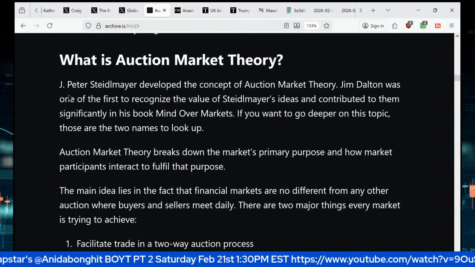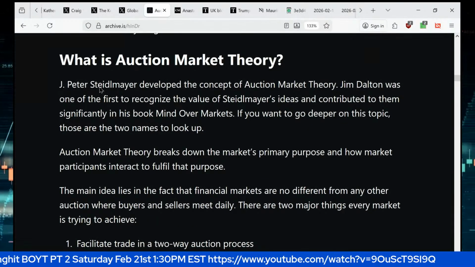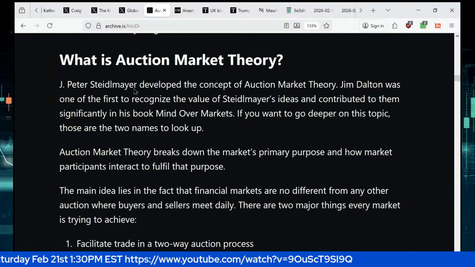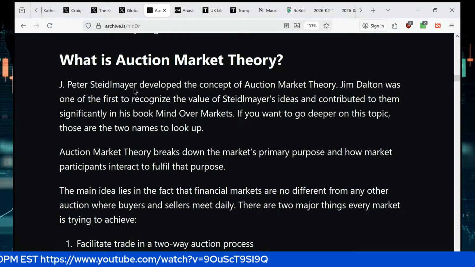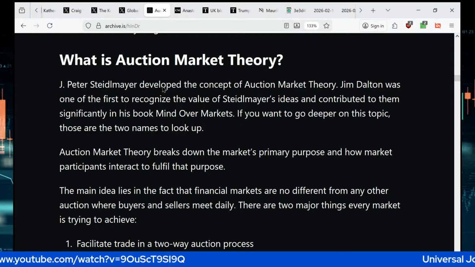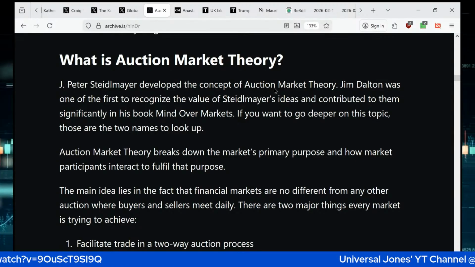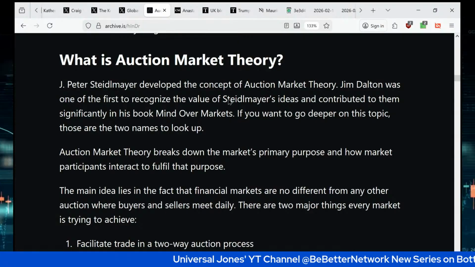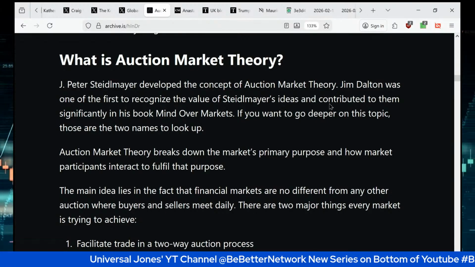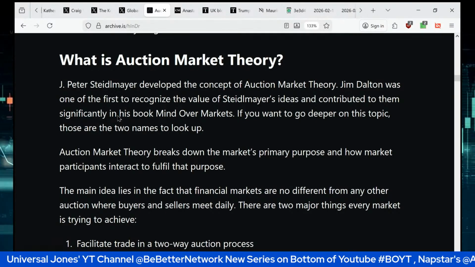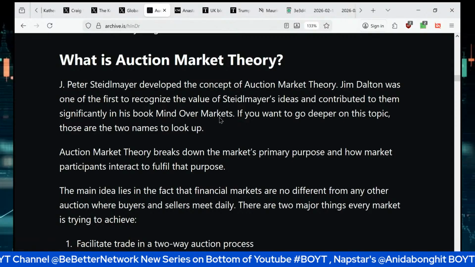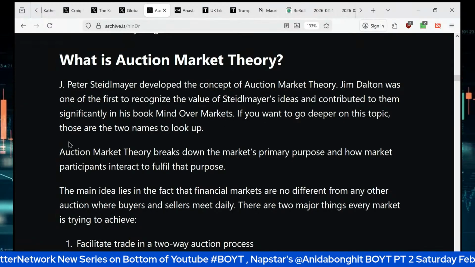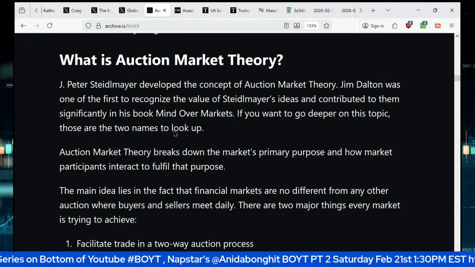What is the auction market theory? J. Peter Steidlmayer, whatever this German name is or something, developed the concept of auction market theory. Jim Dalton was one of the first to recognize the value of Steidlmayer's ideas and contributed to them significantly in his book, Mind Over Markets. If you want to go deeper on this topic, those are two names to look up.